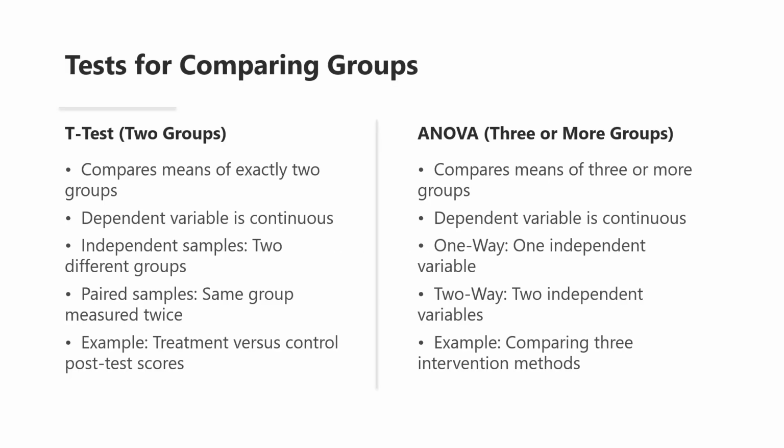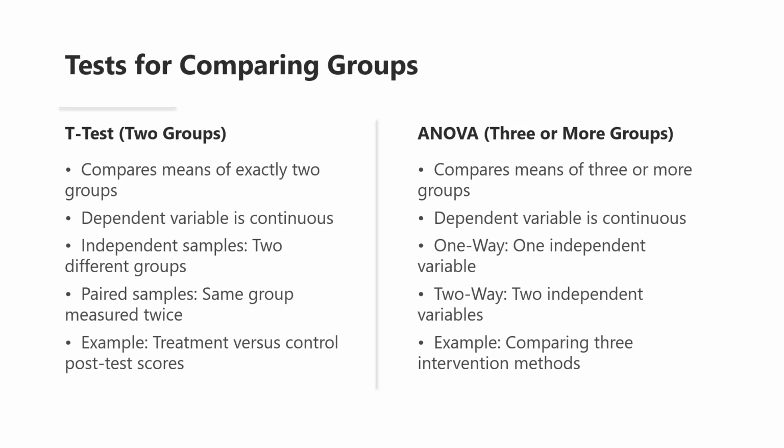When your research question involves comparing group averages and your dependent variable is continuous, you use either a t-test or an analysis of variance depending on the number of groups. Let me break these down for you so you can see exactly when to use each one. The independent samples t-test compares the means of two different groups. For example, comparing the average blood pressure reduction in a treatment group versus a control group. The two groups consist of different participants.